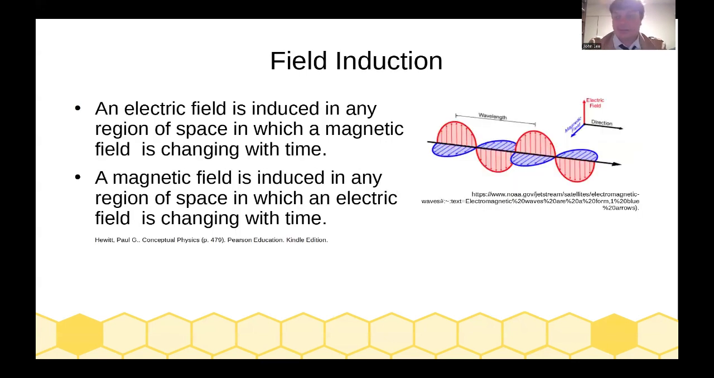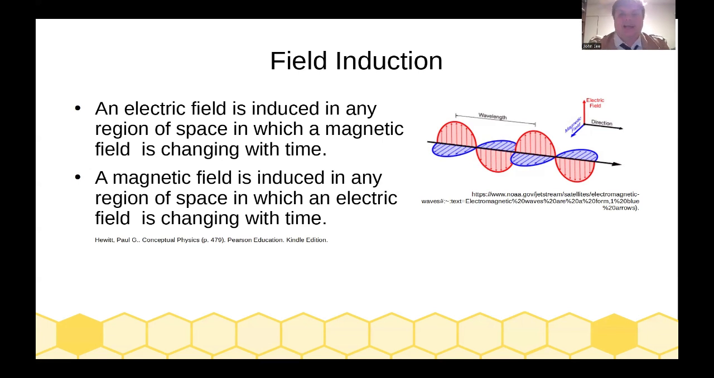As we've been talking about, a magnetic field causes there to be a voltage across a wire, which means that it can cause there to be an electric field as well. So an electric field is induced in any region of space in which a magnetic field is changing with time. And then Maxwell, in addition to Faraday's law, found that a magnetic field is induced in any region of space in which an electric field is changing with time.